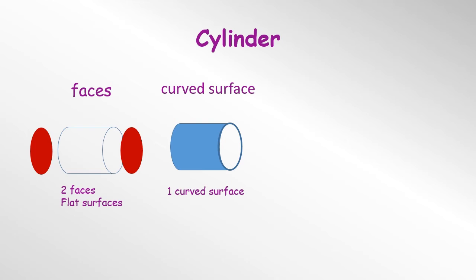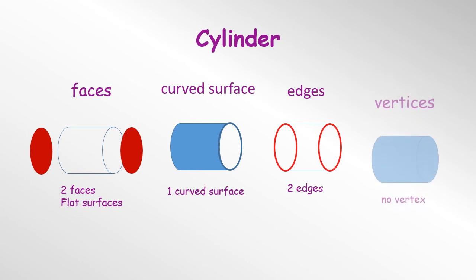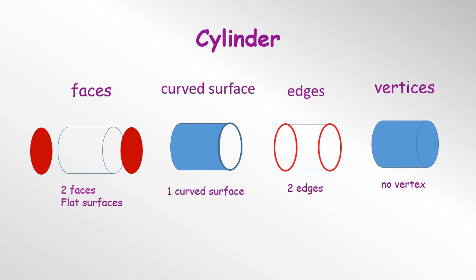How many edges does it have then? The 2 red rings represent the edges. They are connected by the curved surface from the middle and the flat surface from the 2 ends. For the vertices, you can see that the edges do not meet. As a result, the cylinder cannot have any vertex.